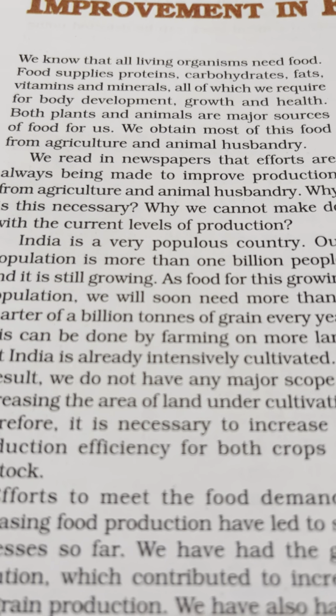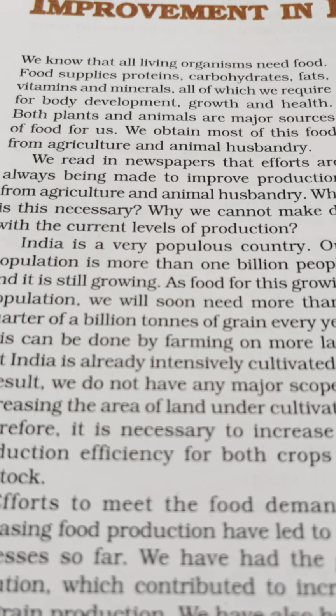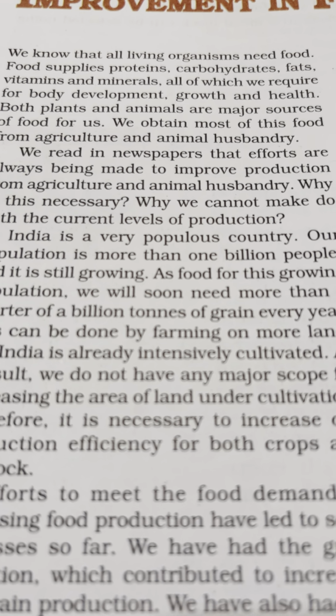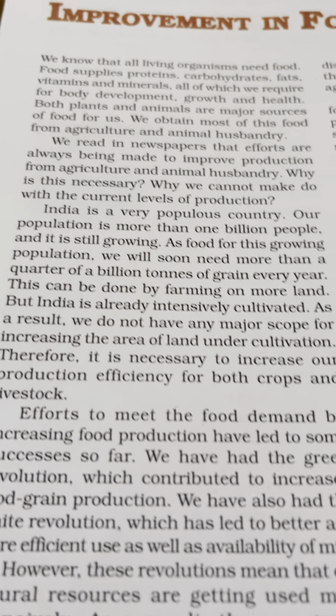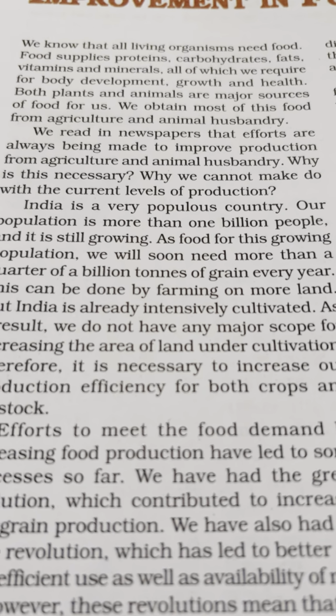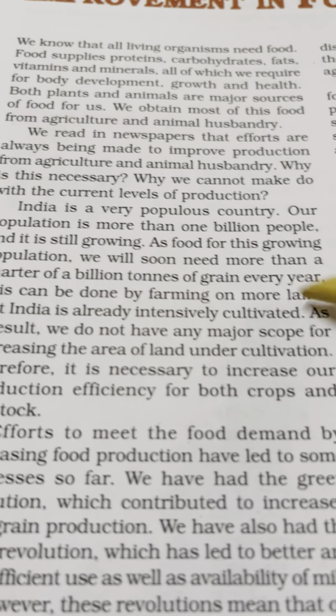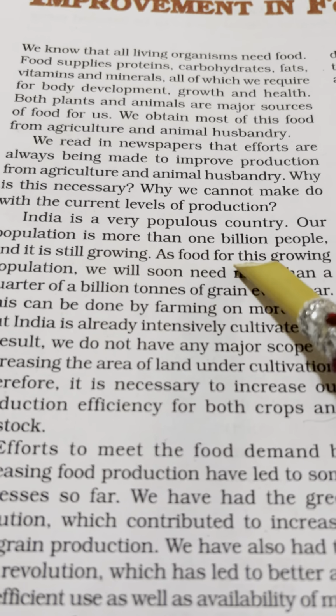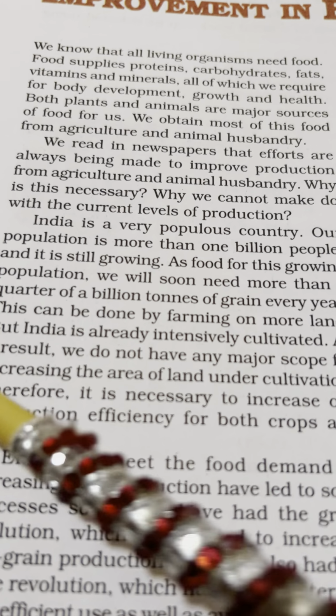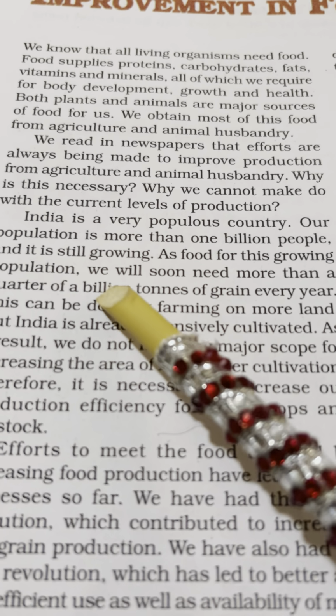Both plants and animals are major sources of food for us. We obtain most of this food from agriculture and animal husbandry. Clear? India is a very populous country. Our population is more than 1 billion people and it is still growing.